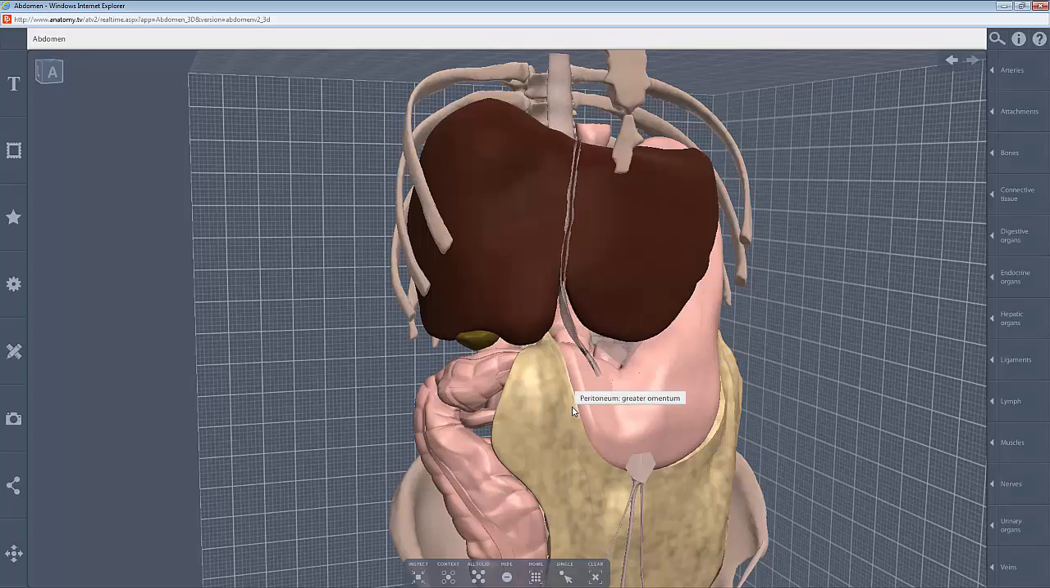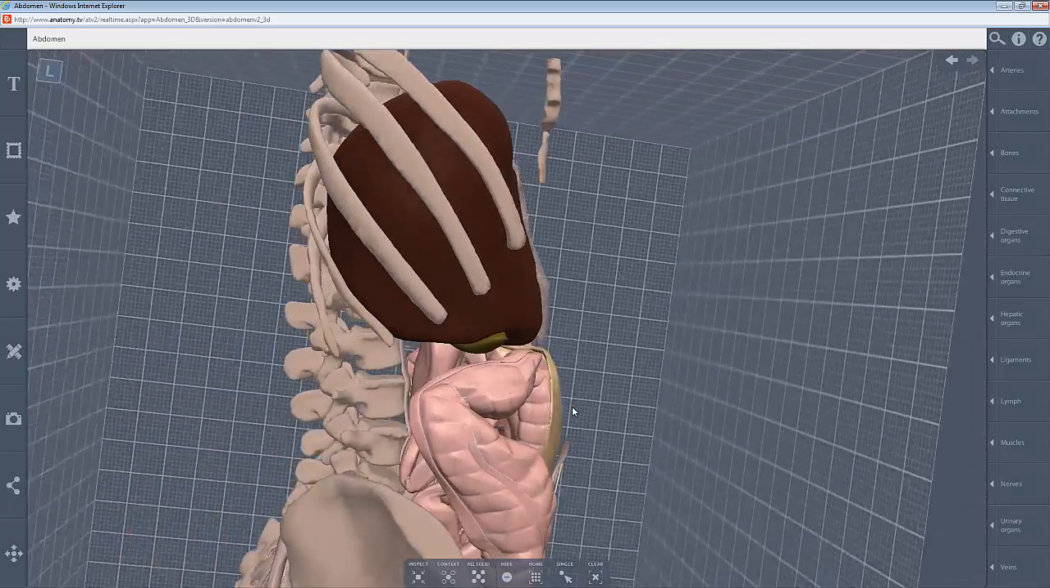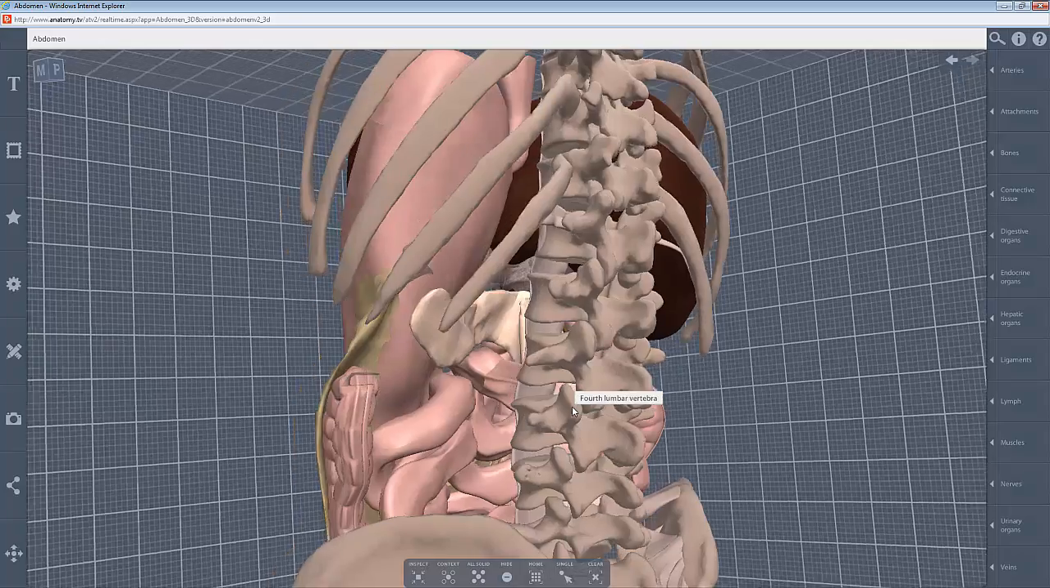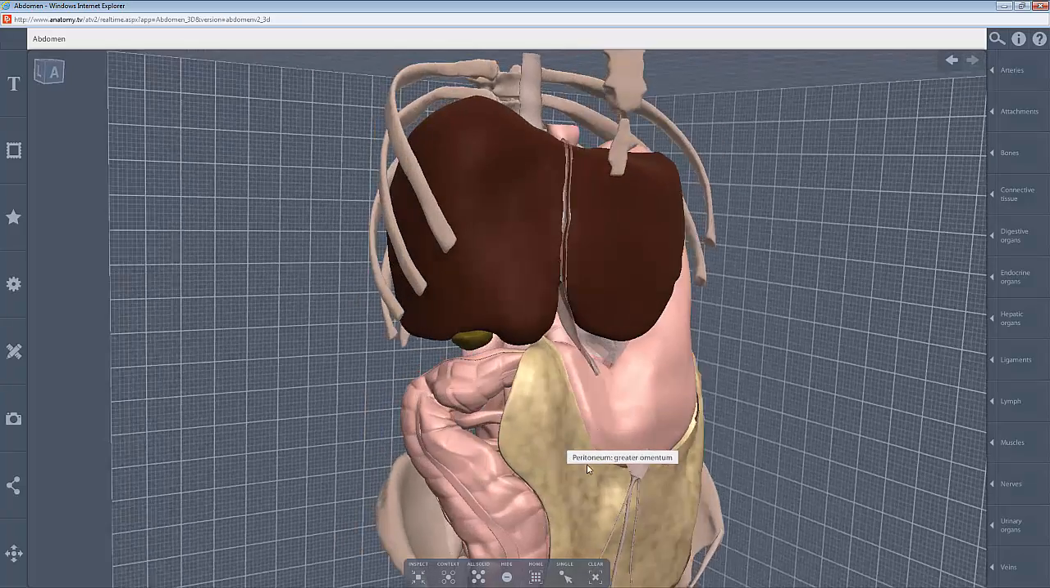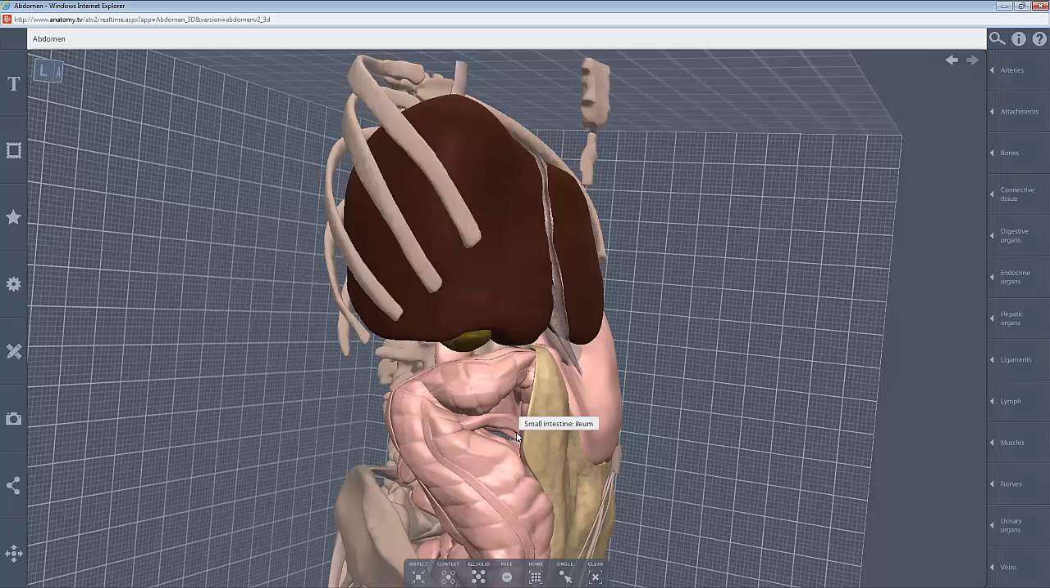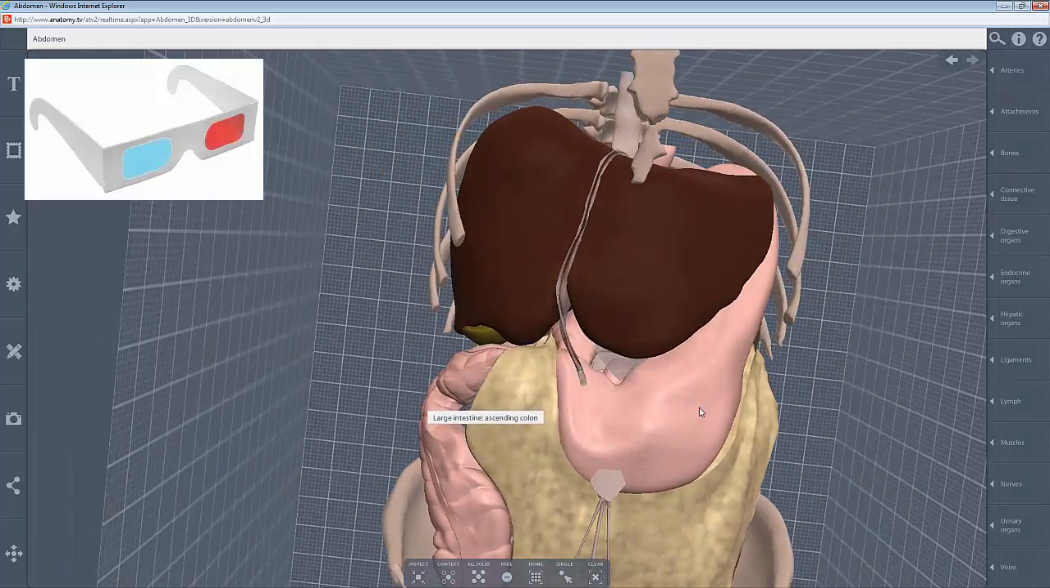The peritoneum will be lining all of the inside of the abdominal cavity and also extend into the pelvis. The visceral peritoneum will cover the surface of the abdominal and pelvic organs. So the space in between these two types of peritoneum, we can call the peritoneal cavity.